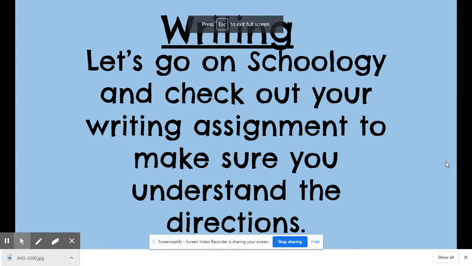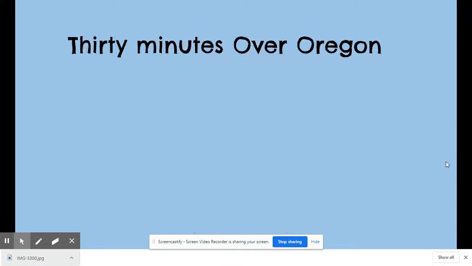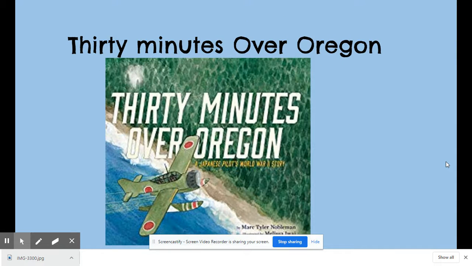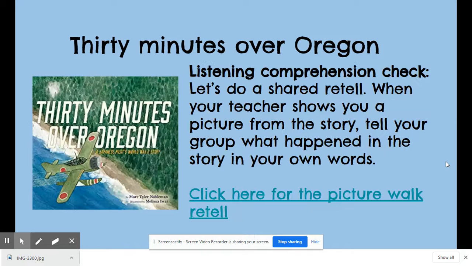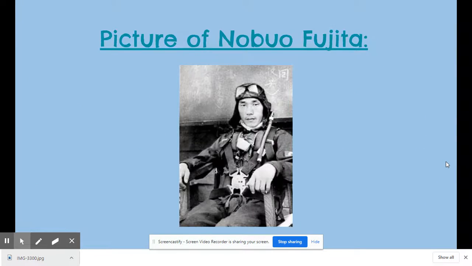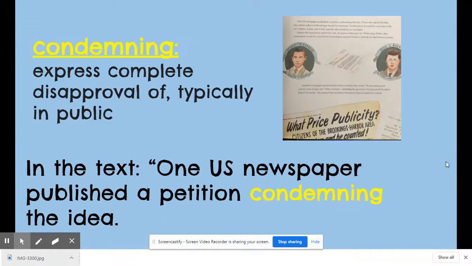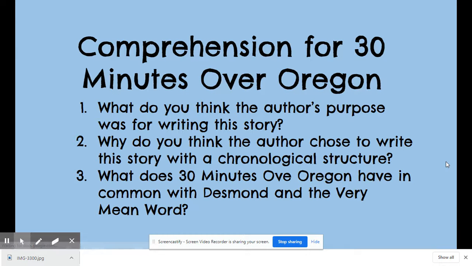Then there's just a slide reminding you to go on to Schoology and check out the writing assignments to make sure the kids understand. And then 30 Minutes Over Oregon pretty much follows the same pattern and the same opportunities.